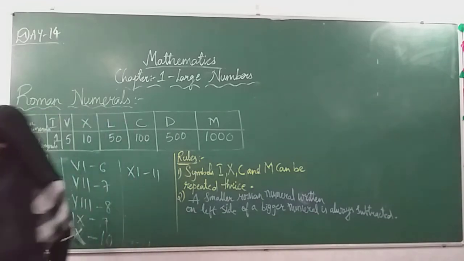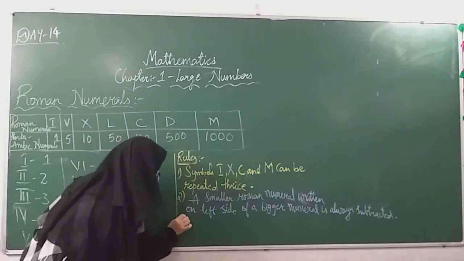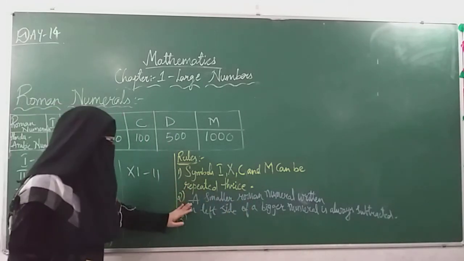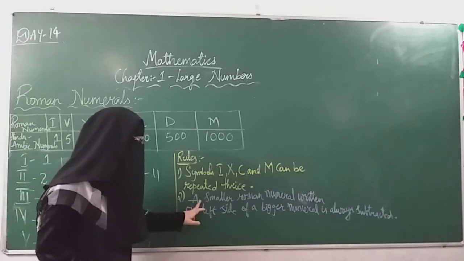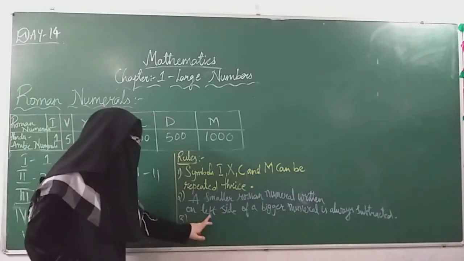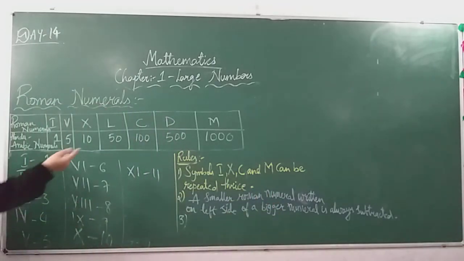We'll use different color chalk to write our rule 3. A smaller Roman numeral. See, just now, wait, I'll explain you. We'll write according to this. A smaller Roman numeral written on right side of a bigger Roman numeral is always added. See, I'll show you these 2 rules here, how we can apply them.